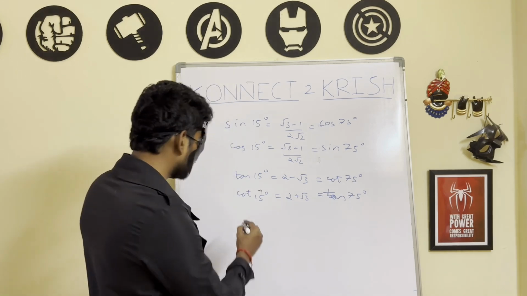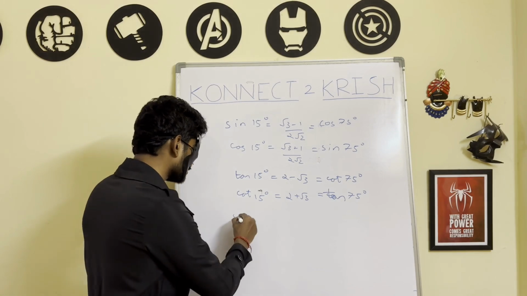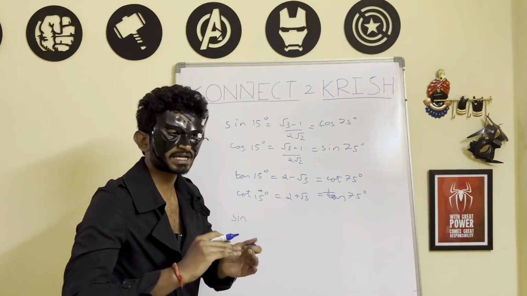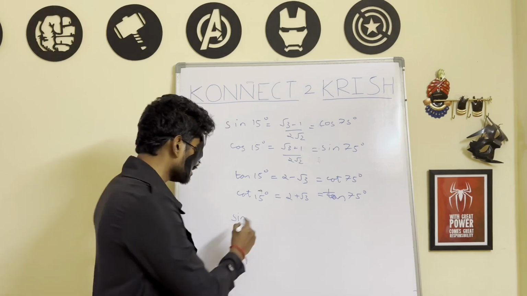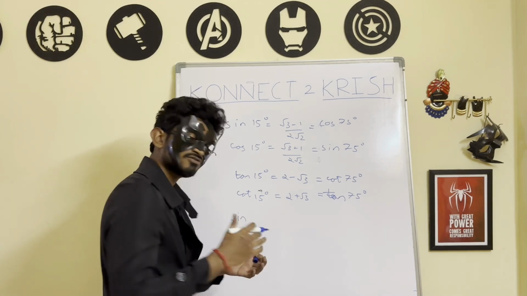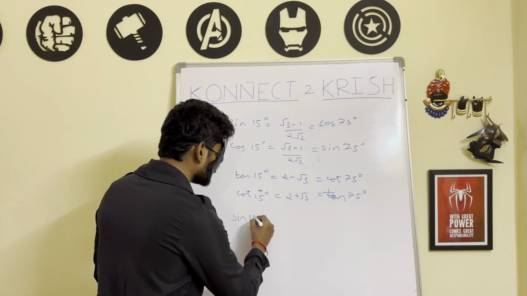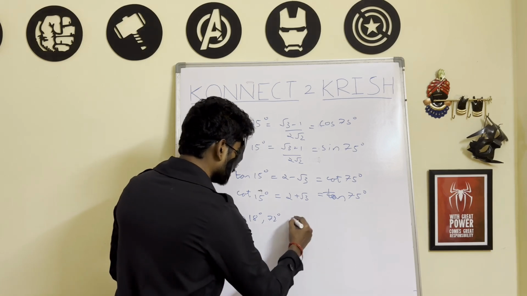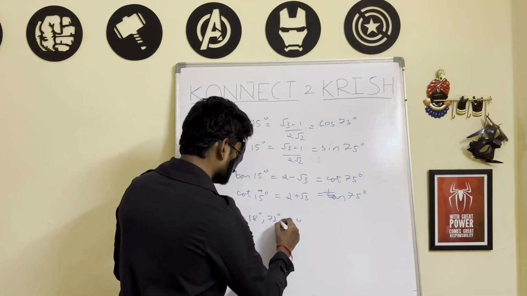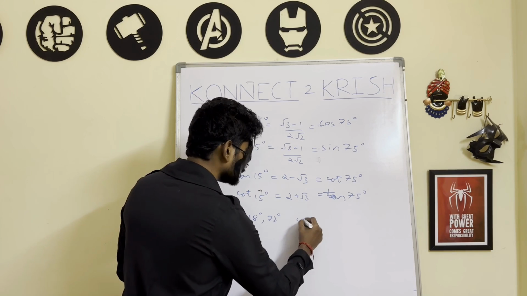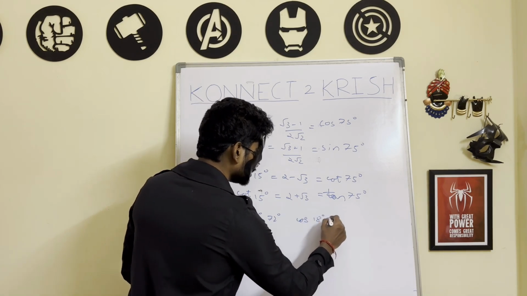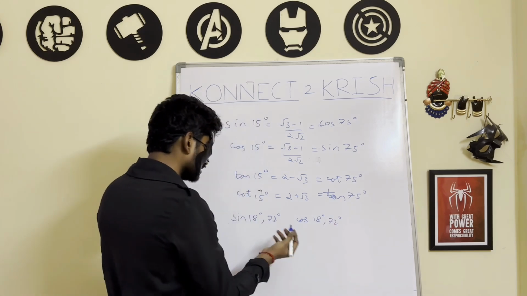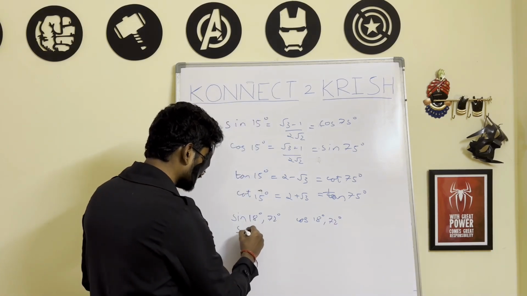For example, like to gain an advantage, but they are usually not asked. But if you have time and if you feel like learning, you can learn those values. For example, like sin 18 or sin 72. Similarly, cos 18, cos 72, and sin 54 degrees.